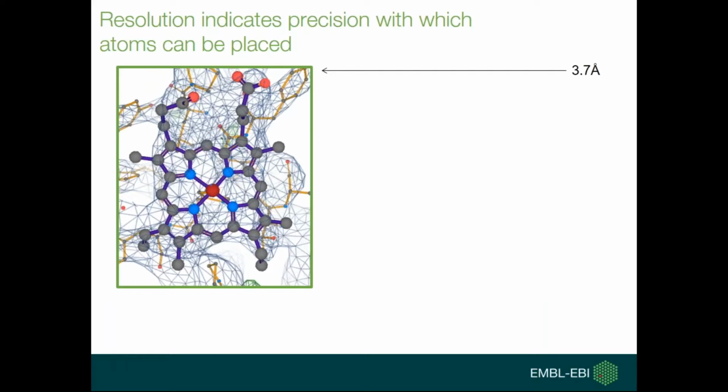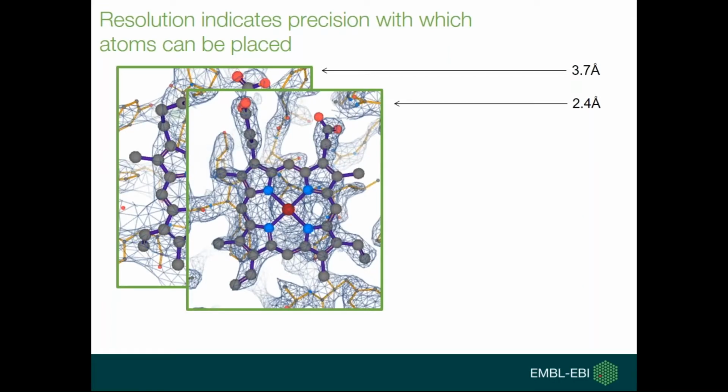So here we have several images of a heme group at different resolutions. 3.7 angstroms here. Well, you can sort of see that there's a blob that the heme fits into. It may be the other way up. It's hard to tell, but you can sort of see where it should be, but no more detail than that. Better resolution at 2.5 angstroms. You can see the overall shape. I'm now convinced it's the right way up.